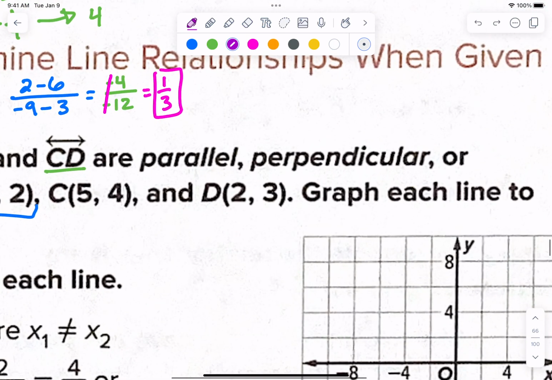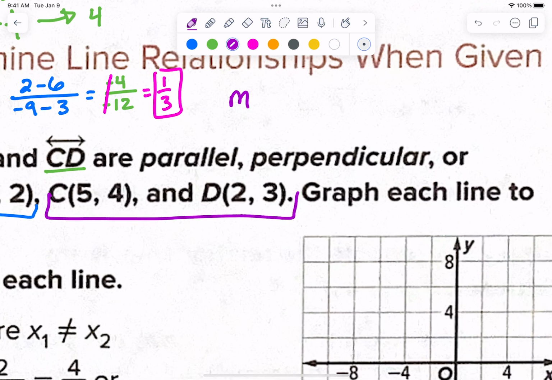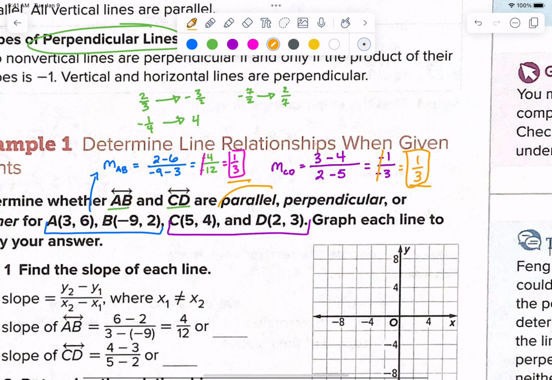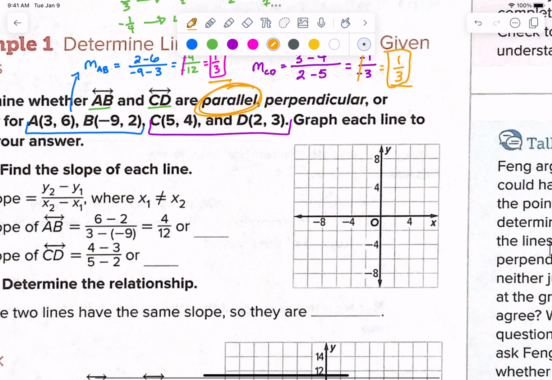So let's decide. CD is the next one we're doing. M of CD, with a little subscript CD. Y2, what do you got? 3 minus 4 over 2 minus 5. 3 minus 4 is negative 1, over 2 minus 5, which is negative 3. The negatives cancel, so that is 1/3. So I have 1/3 and 1/3, which is parallel. These 2 lines are parallel.